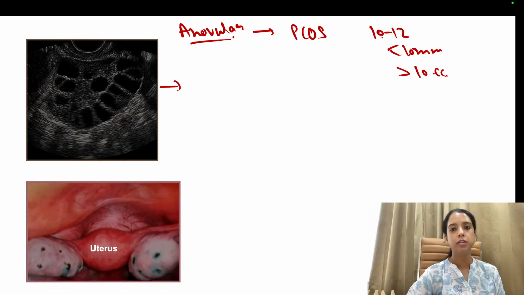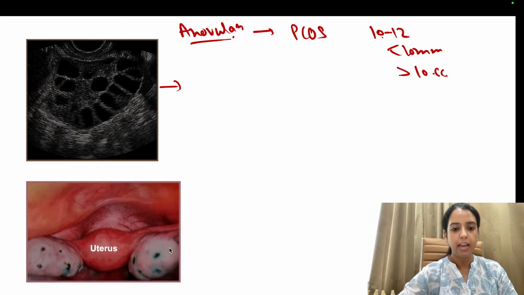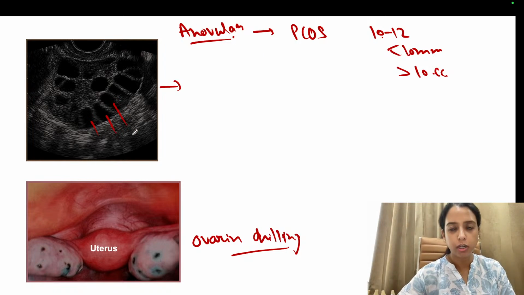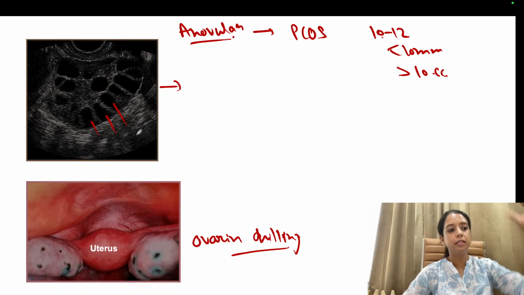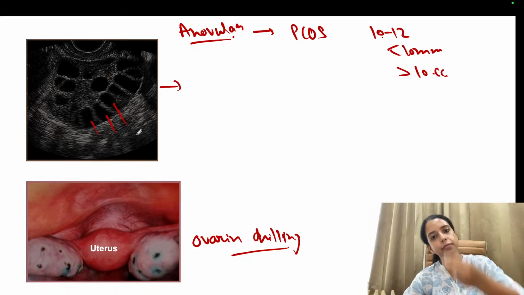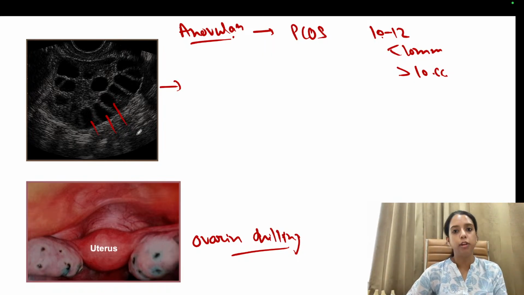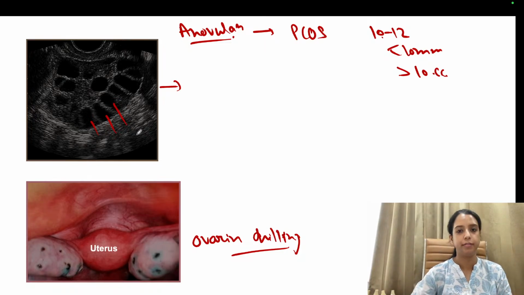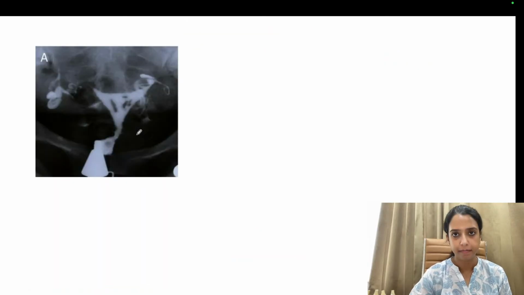One other procedure you do in infertility is this. In PCOS, you do ovarian drilling. It is done laparoscopically so that these small follicles can be ruptured. When they are ruptured, suddenly for 6 months the testosterone and androgen levels fall and women start ovulating. It is a transient effect, but it is very good. So ovarian drilling is done in PCOS for infertility.